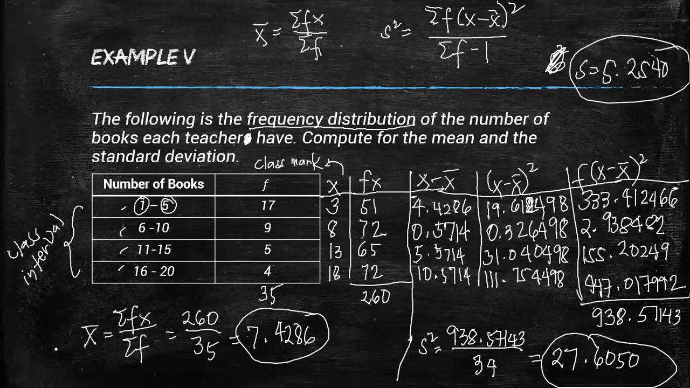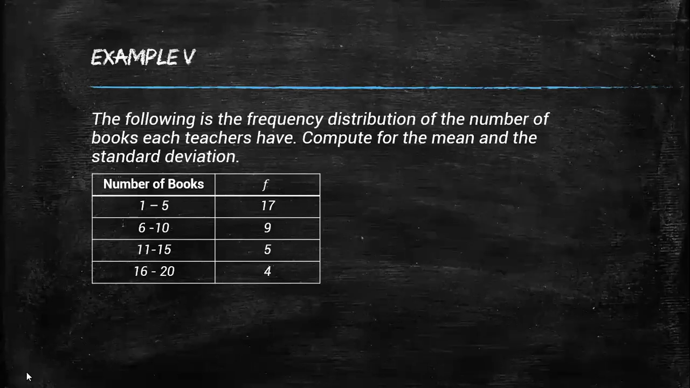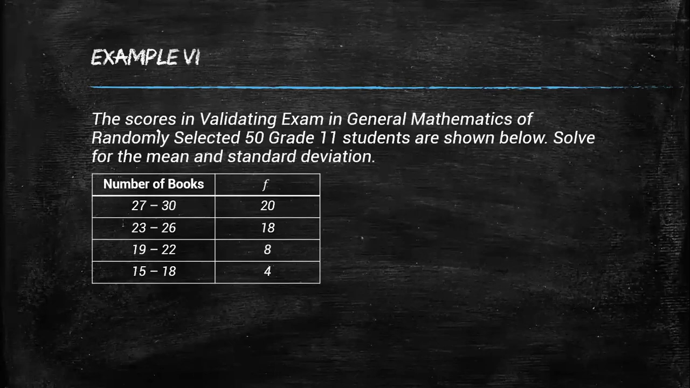O sige. Proceed na tayo. Ibig sabihin, wala nang tanong. Kayo na yung gagawa. Don't worry, bibigyan ko ng mahabang time. Mahaba-haba pa yung time natin. Ayan. So, eto. The scores in validating exam in general mathematics of randomly selected 50 grade 11 students are shown below. Solve for the mean and the standard deviation. So katulad ng ginawa natin kanina, yun yung gagawin.